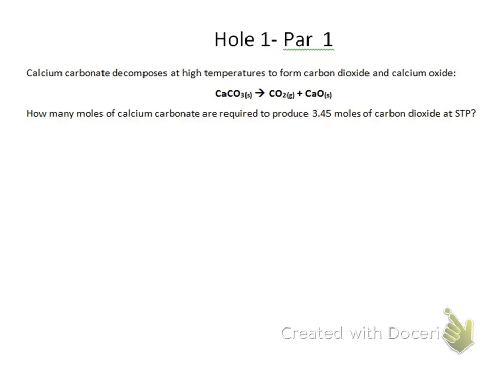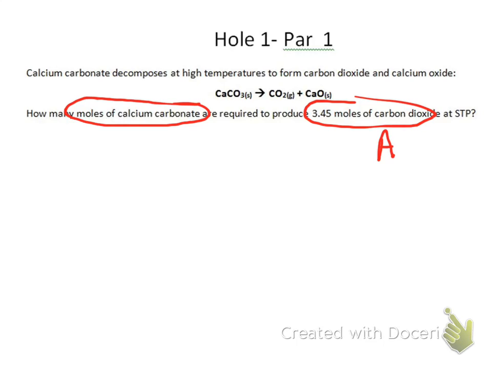Let's start some stoichiometry. Okay, what does the word stoichiometry mean? Stoichiometry is a ratio between 2 things. How many moles of calcium carbonate are required to produce 3.5 moles of carbon dioxide? There's your given information, carbon dioxide. They're asking what? How much what? Calcium carbonate, there's our B.